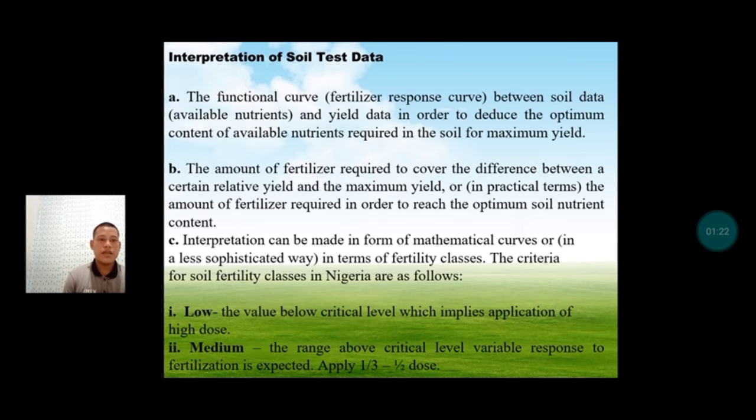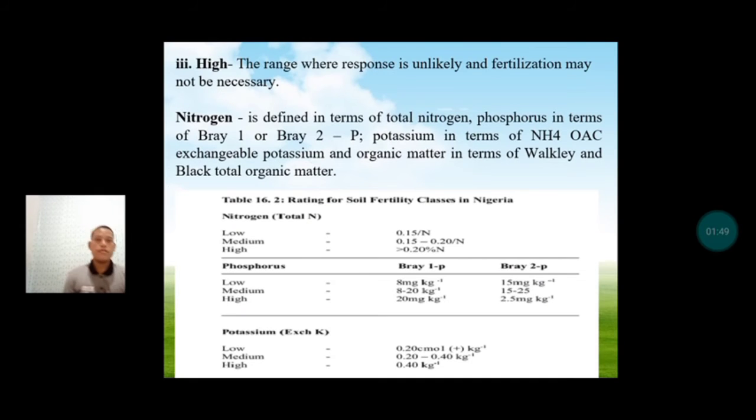C. Interpretation can be made in the form of a mathematical curve or in a less sophisticated way in terms of fertility classes. The criteria for soil fertility classes in Nigeria are as follows. I. Low: the value below the critical level, which implies application of a high dose. II. Medium: the range above the critical level where response to fertilization is expected; apply one-third to one-half dose. III. High: the range where response is unlikely and fertilization may not be necessary.